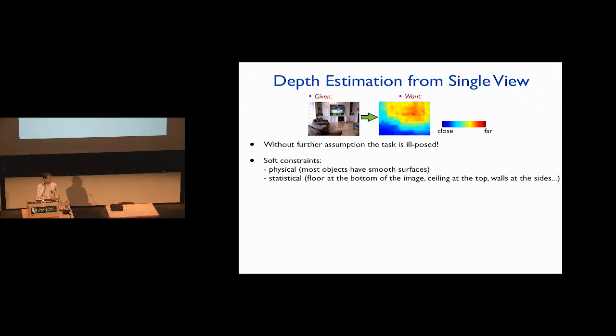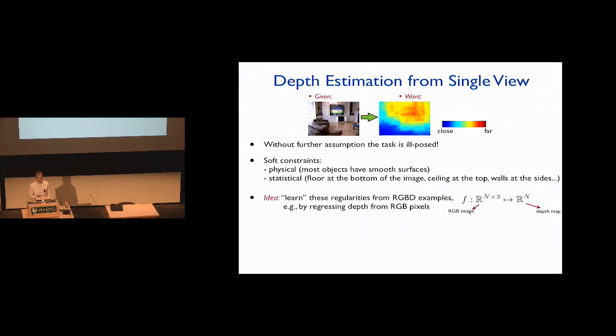Or we can exploit statistical regularities. For example, we know that most indoor pictures share the same layout structure. So one way to capture these regularities nicely is by learning them from examples. For example, given a training set of RGBD photos collected with a depth sensor, we can try to learn these regularities.